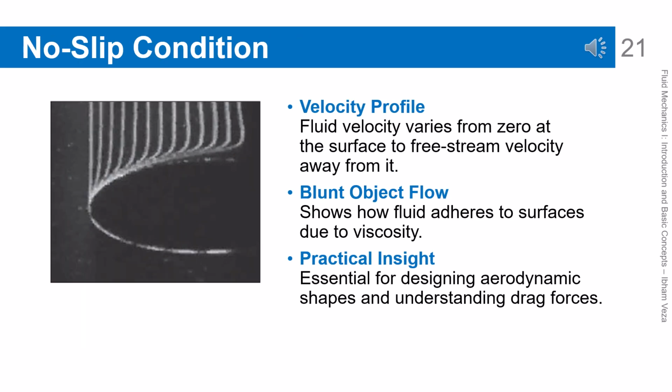No-slip condition. The no-slip condition states that the fluid velocity at a solid surface is equal to the velocity of that surface. If the surface is stationary, the fluid velocity at the contact point becomes 0. Farther away from the surface, the fluid velocity increases until it reaches the free stream value. This phenomenon occurs due to viscosity and adhesion between the fluid and the surface. This concept is crucial in analyzing friction and drag forces.